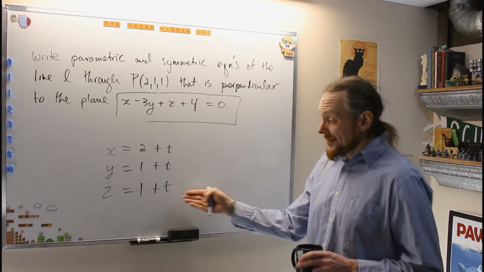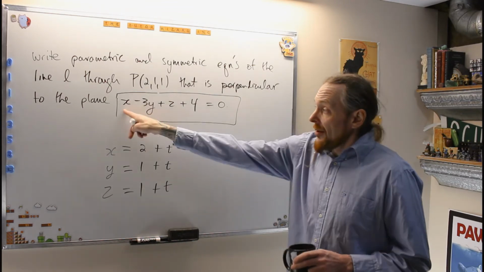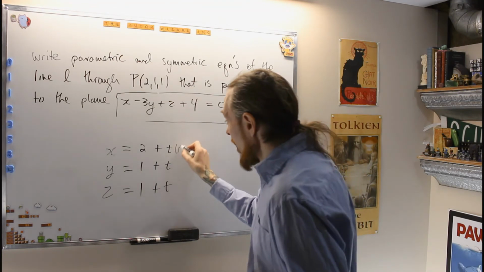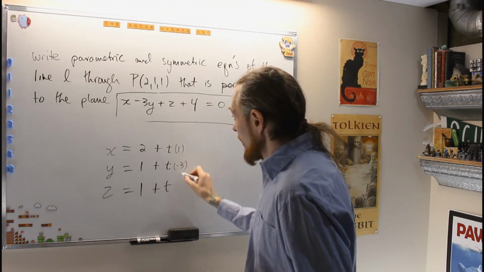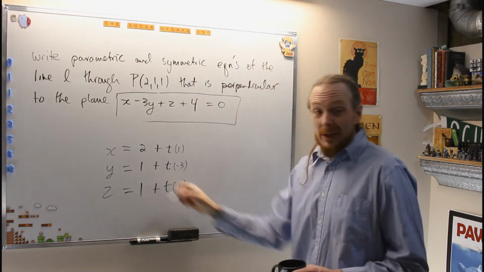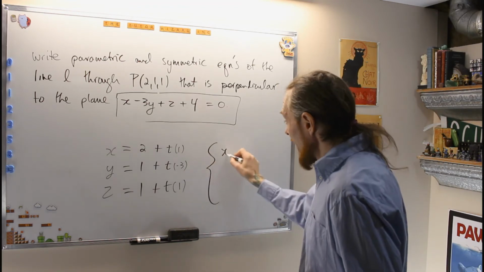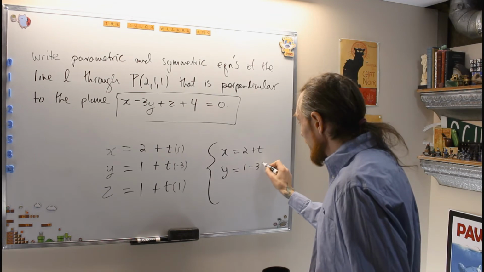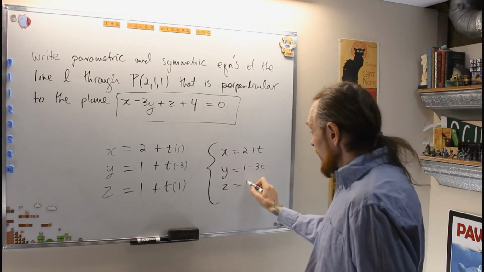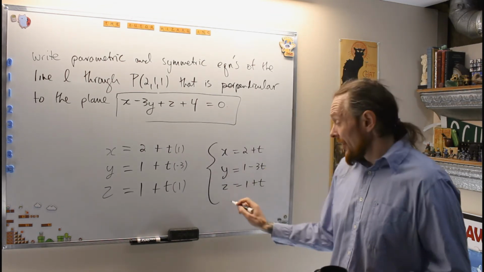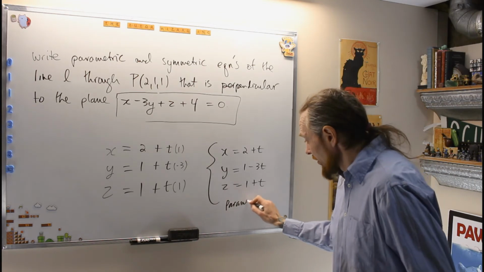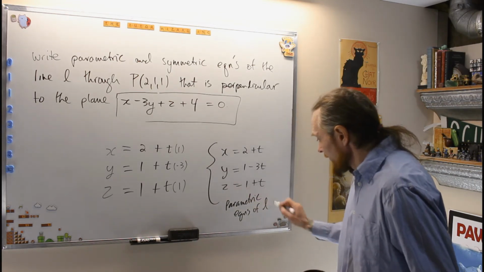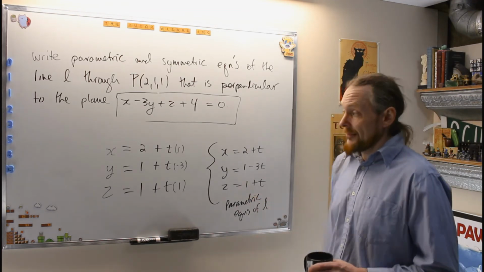And then what goes next to the t? The vector in the direction of my line, which happens to be this normal vector. So (1, -3, 1). Usually we don't write it like that, we write it like this. x equals 2 plus t, y equals 1 minus 3t, and z equals 1 plus t. These are the parametric equations of L, the first algebraic avatar.